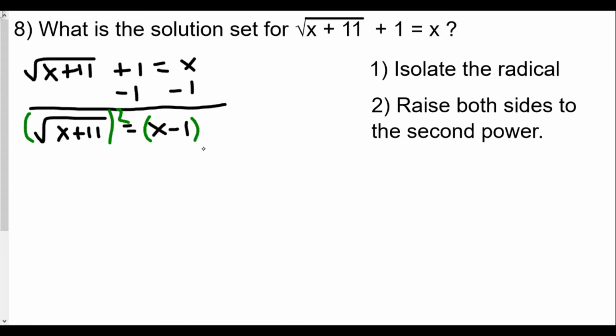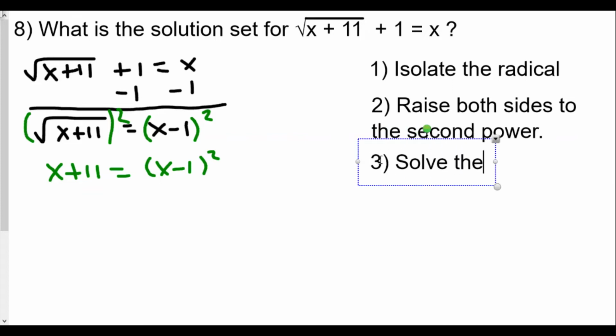We're going to put parentheses on x minus 1. So now what happens is the square root squared cancels out the radical. And so now we end up with just plain old x plus 11 is equal to parenthesis x minus 1 squared. And so for step 3, solve the new equation.